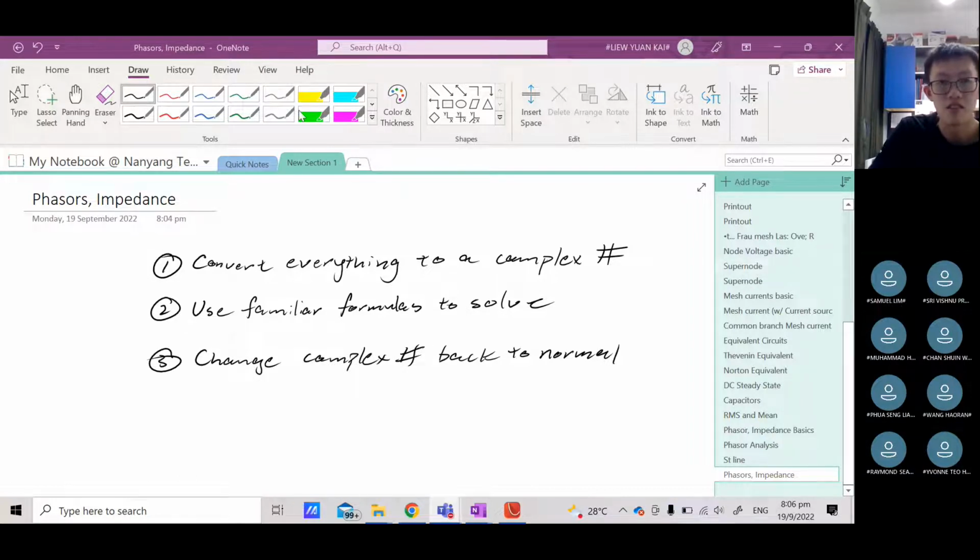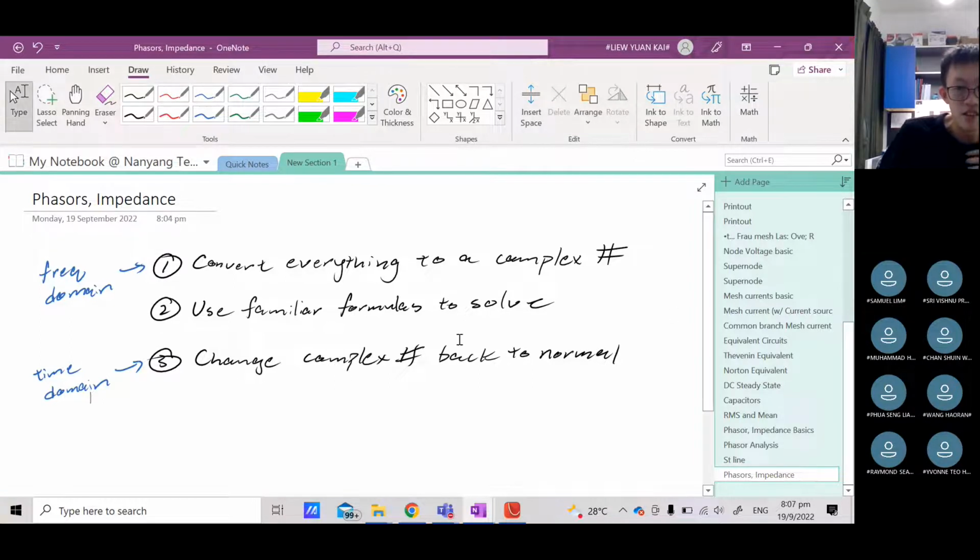How your professor will call the first step is converting this to the frequency domain. Just for me to explain to you how to understand his language, this is called converting everything to the frequency domain. This last one is called converting it back to the time domain.